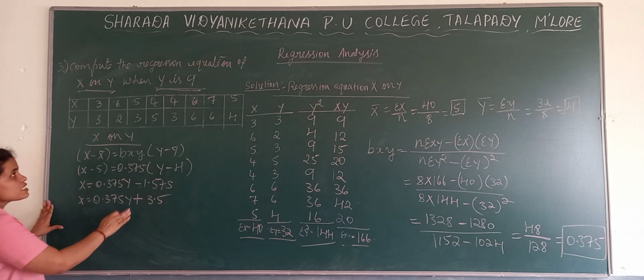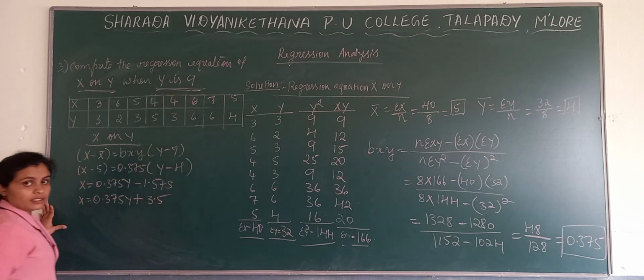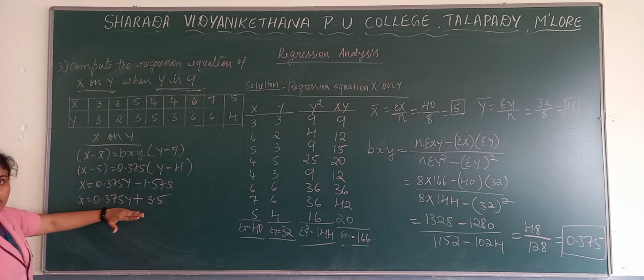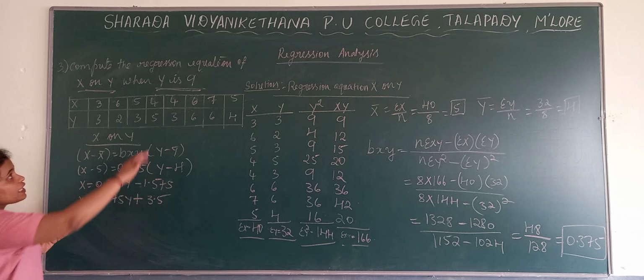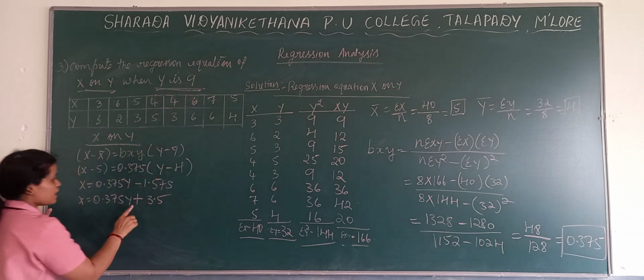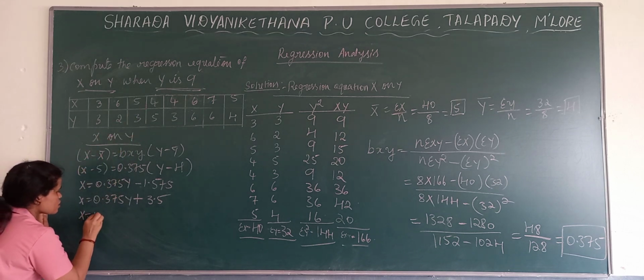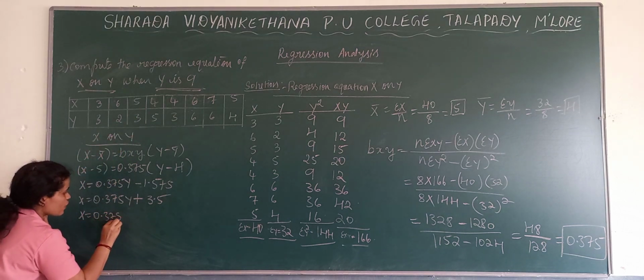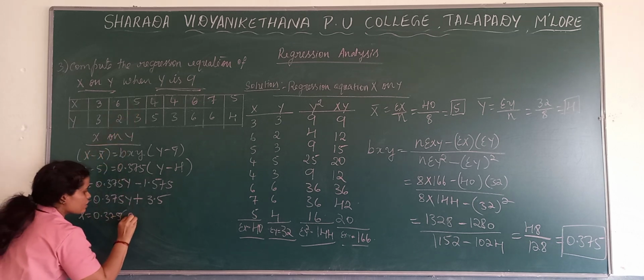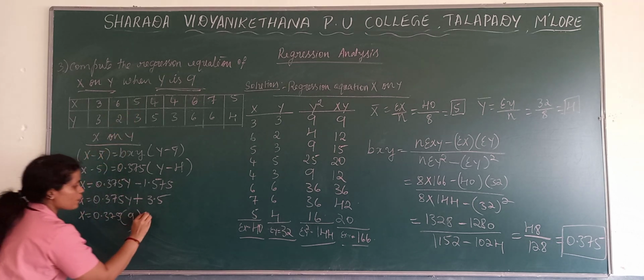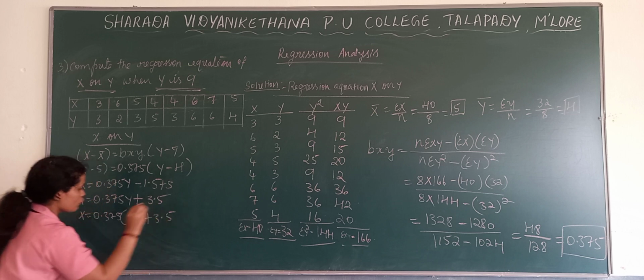Now here see, if they do not give this 9, your equation ends here itself. But they have given y is 9. Here for this y we need to substitute that 9. So x is equal to 0.375 into which they have given in the y value in the problem, plus 3.5.